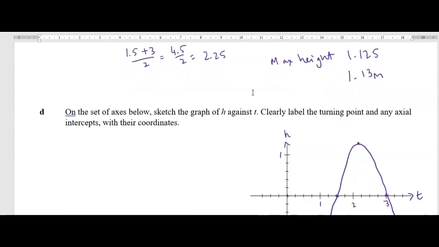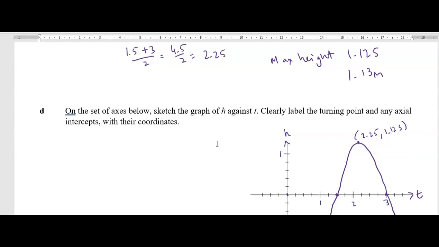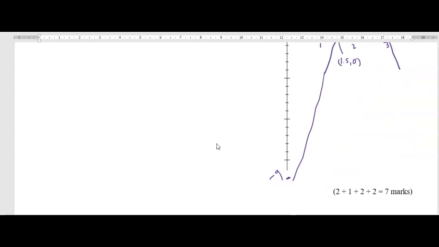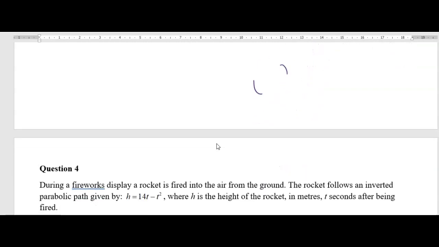Let's label. So this is 2.25. I would rather leave it as 1.125, to be honest, because it does stop at 3 decimal places. But if you're at 1.13, that's fine. All right, and writing it with the coordinates. So this is 1.5, 0, and this one here is 3, 0, and then down here we had 0, -9 for our y-intercept.